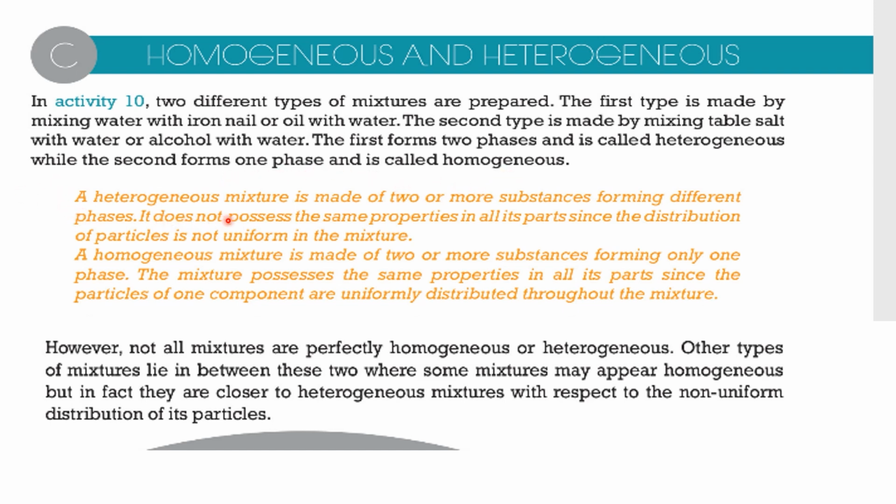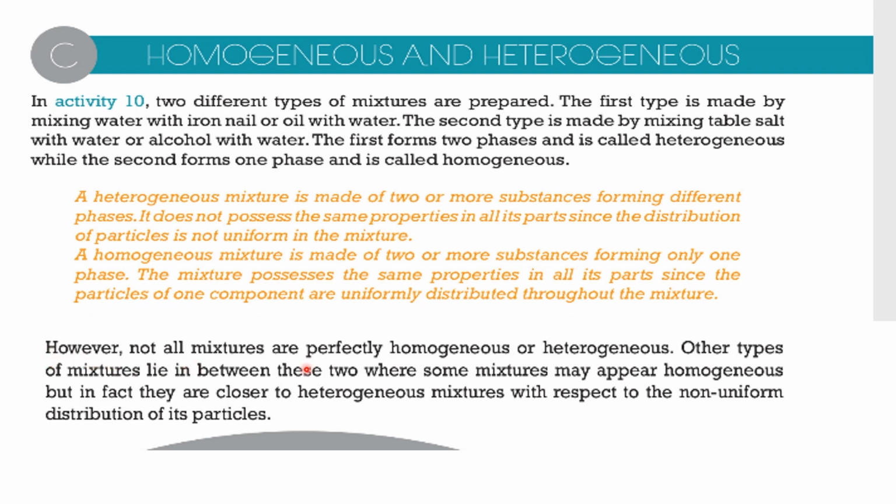So a heterogeneous mixture is made of two or more substances forming different phases. It doesn't possess the same properties in all its parts since the distribution of particles is not uniform in the mixture. A homogeneous mixture is made of two or more substances forming only one phase. The mixture possesses the same properties in all its parts, since the particles of one component are uniformly distributed throughout the mixture.